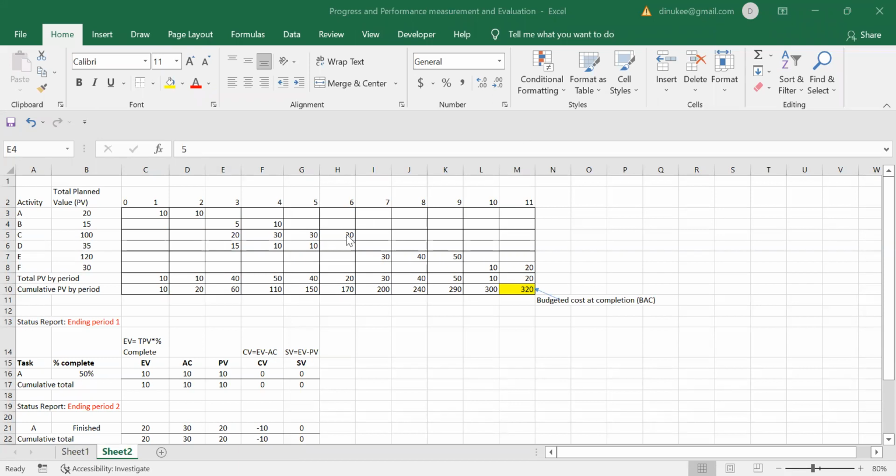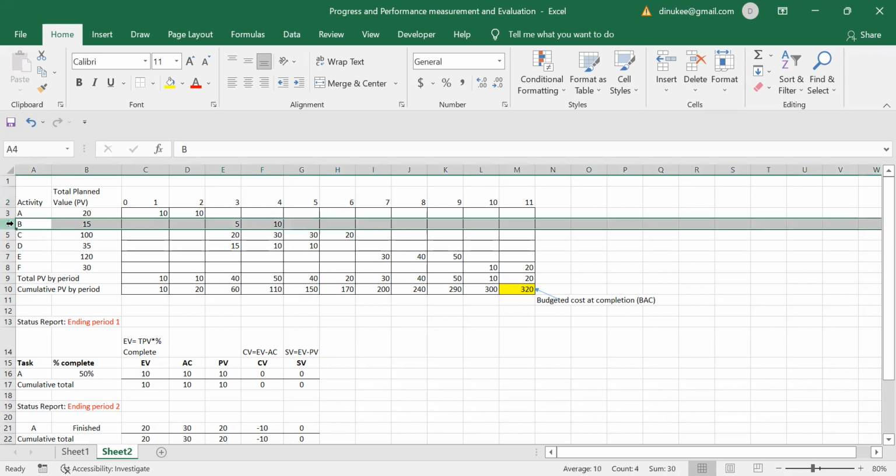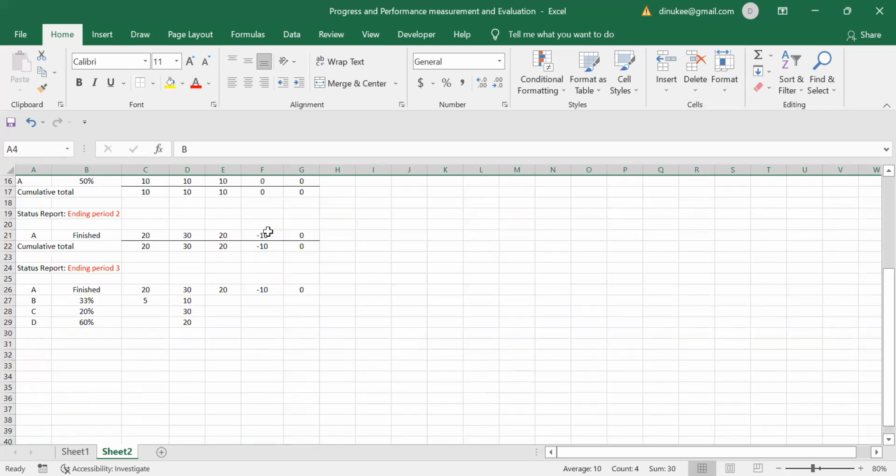Now, when asked to take the planned value, you definitely have to see what the period is. So the ending period three means this, right? At the ending period three, I am asking you for the activity B. So the activity B means this. At the ending period three, for the activity B, what is the planned value? It should be 5. Is that understood?